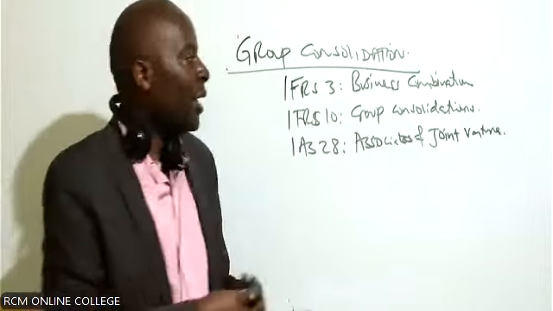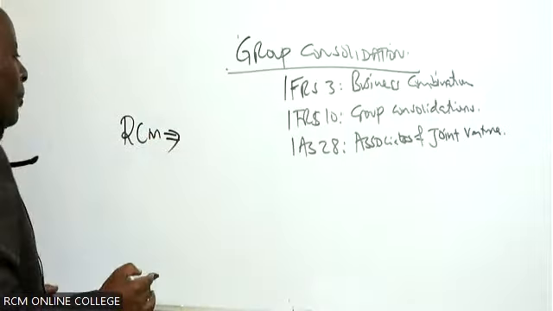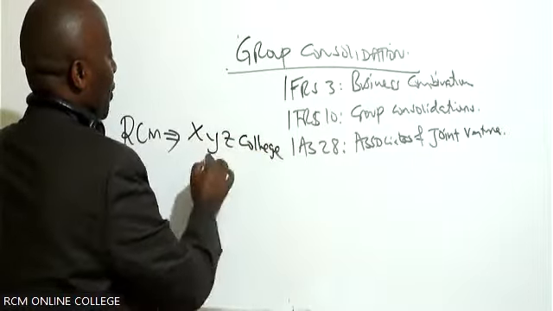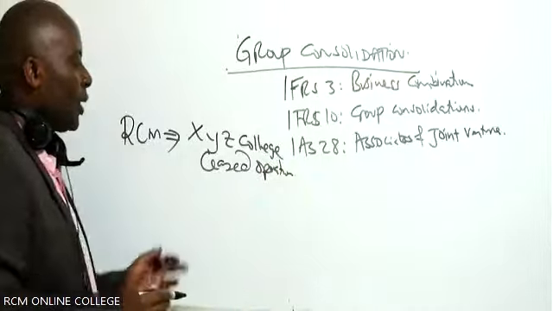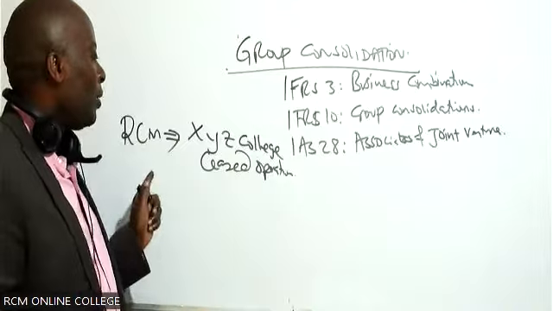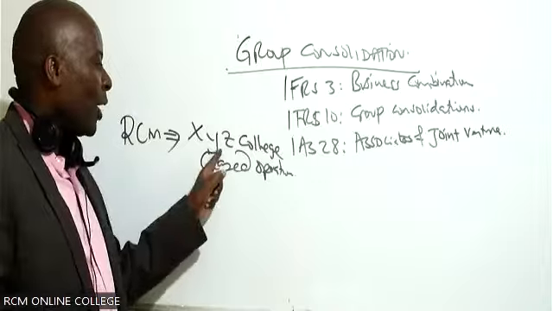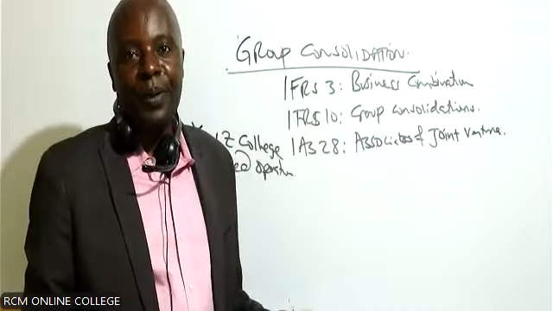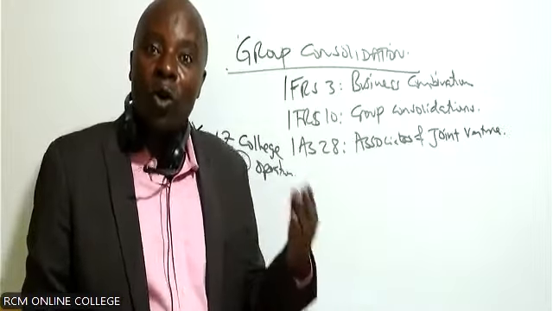So assuming, for example, RCM was to acquire XYZ College, which ceased operations 2 years ago. So meaning that XYZ is not doing any business. So then you can't give us a consolidated statements of RCM group. Because what we have acquired, for example, if XYZ has got land, property, what we have acquired are properties of that particular business. A business should be a going concern.